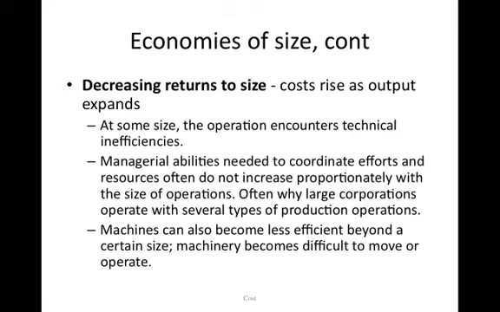This is often why we see large corporations forming divisions and having those divisions act in a somewhat autonomous manner, because it's the breaking up of that managerial responsibility and trying to coordinate the activities that leads to greater efficiencies and helps to avoid the notion of decrease in returns to size. Another reason why we sometimes see decrease in returns to size is that machines might become less efficient beyond a certain size, or it might be more difficult to move around or to operate with a particular setup of machinery that's designed for a very large operation.